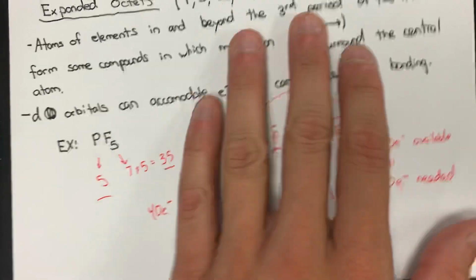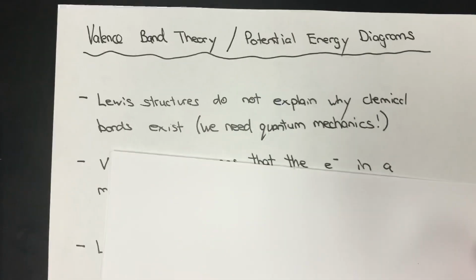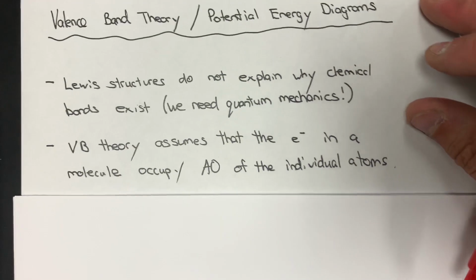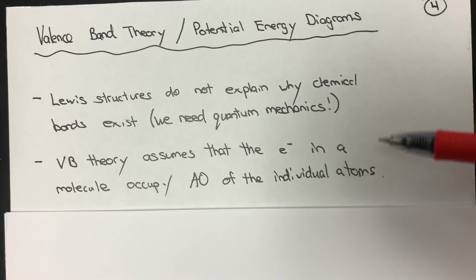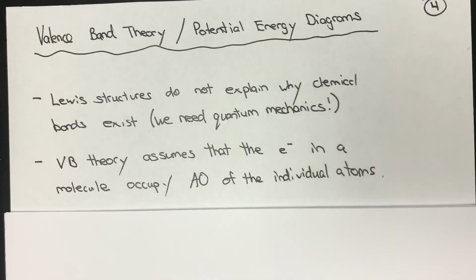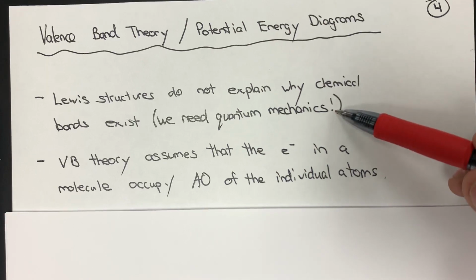The last thing I want to discuss is what we refer to as valence bond theory, or this idea of potential energy diagrams in taking a look at things like bond length, okay? So, these Lewis structures are great at depicting what's going on with valence electrons and how bonds are generated and the difference between shared and lone pairs. However, they don't really talk about why chemical bonds exist. And for this, we need to revert back to quantum mechanics, okay?